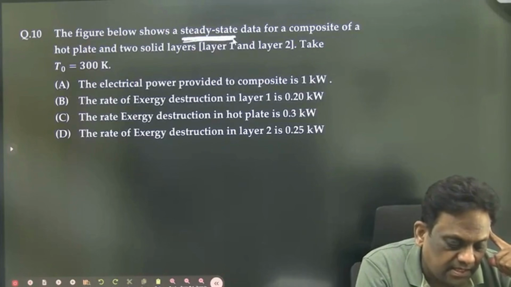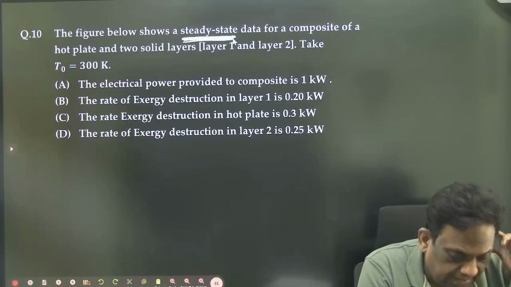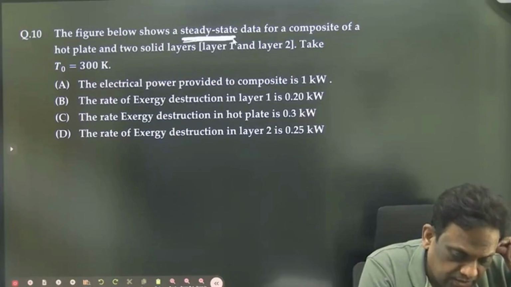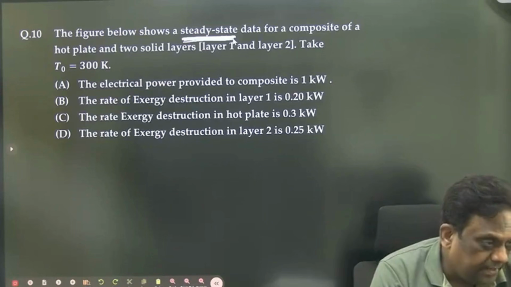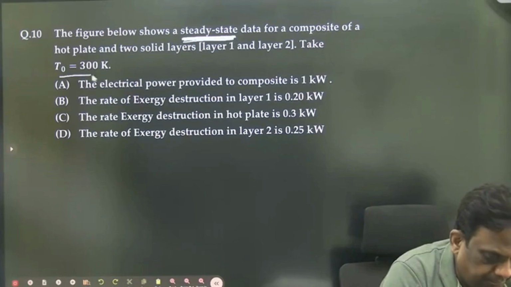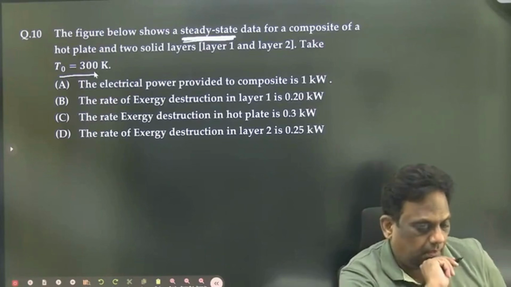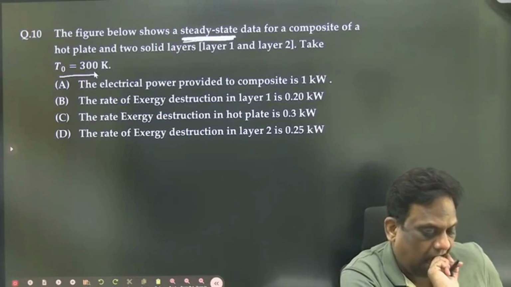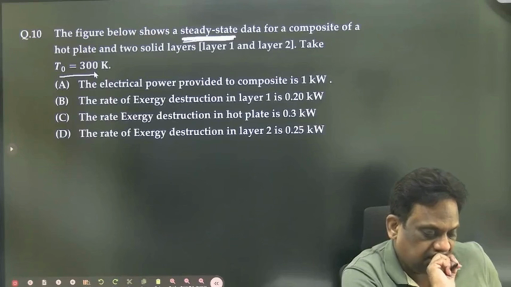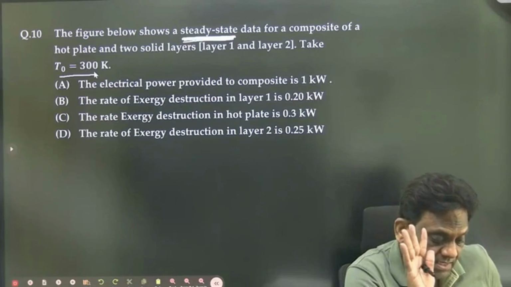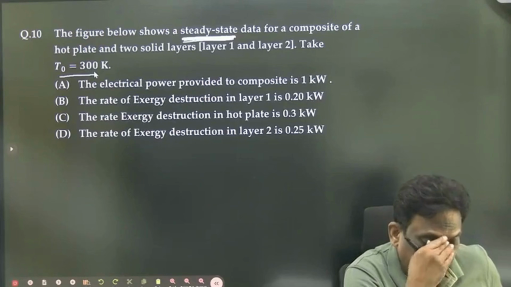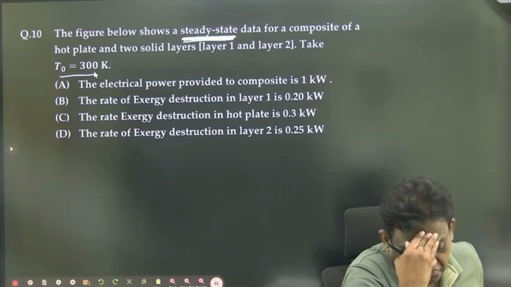Steady state data for a composite hot plate and two solid layers. Hot plate and two solid layers. The ambient temperature is 300. Okay. The exergy destruction in hot plate. The exergy destruction.